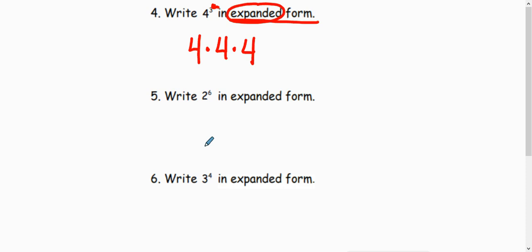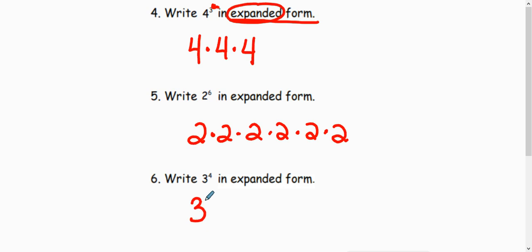So let's try number 5. What is my base? 2. And how many times am I going to multiply it? 6. So 1, 2, 3, 4, 5, 6. How about example 6? What is my base? 3. And how many times am I going to multiply it? 4. Wonderful. 2, 3, 4.